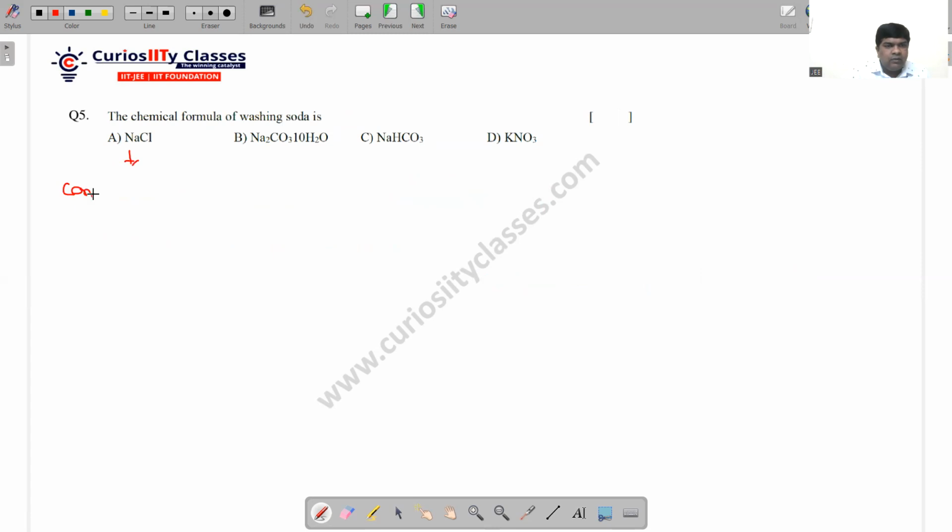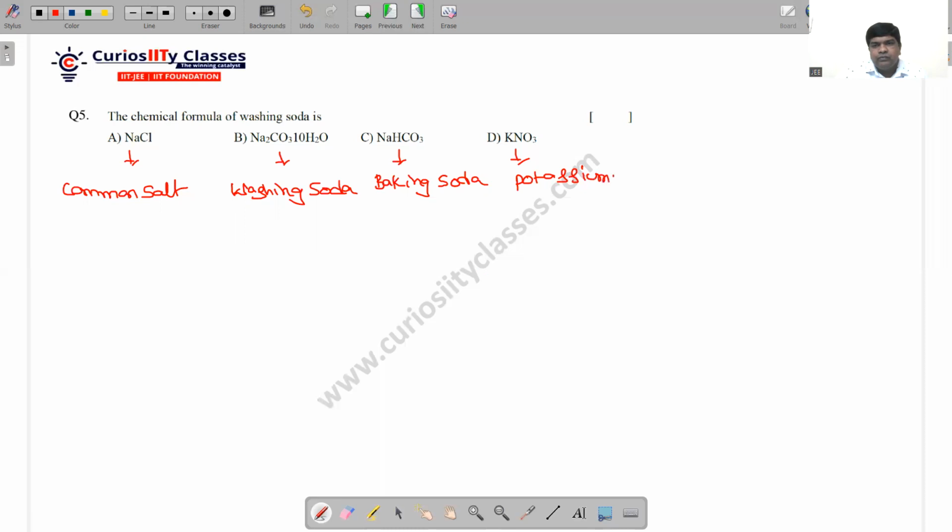NaCl is common salt. Na2CO3 is washing soda. NaHCO3 is baking soda. KNO3 is potassium nitrate. Washing soda is Na2CO3.10H2O. Option B is correct.